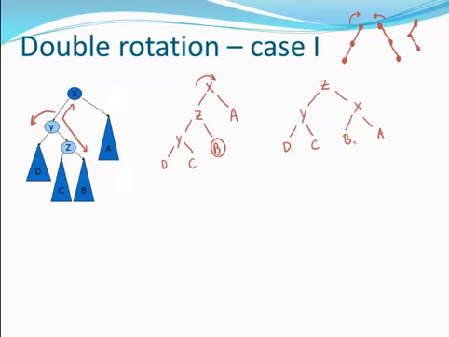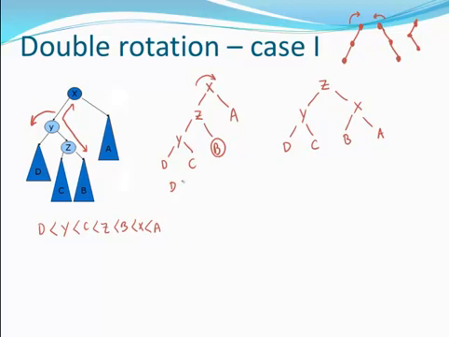So once again, if you think about the order invariant, what you have here is d less than y, less than c, less than z, less than b, less than x, less than a. Now is that true if you come to this tree? Well, let's take a look at it.